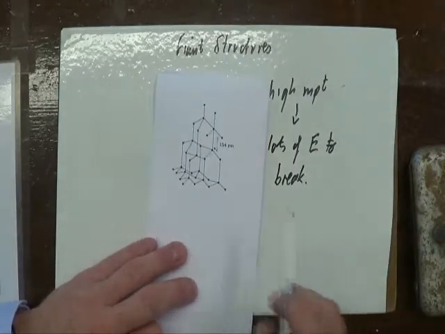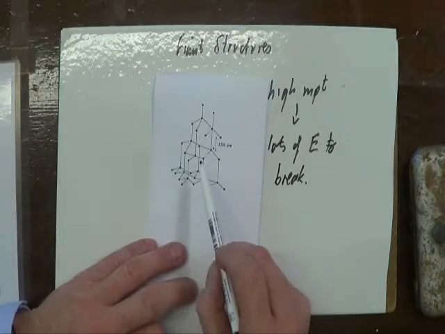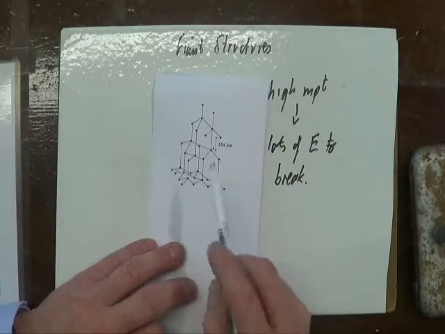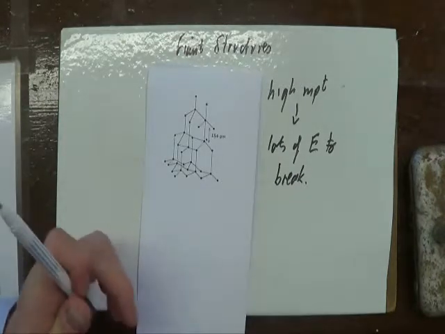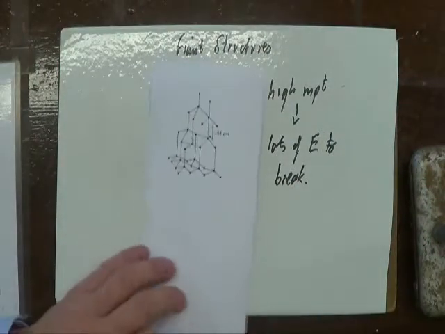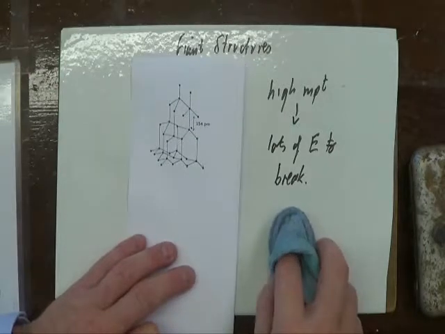And the other thing is, remember, it's a giant structure. This goes on for millions and millions of atoms. So in order for me to break and melt this, I've got to break all these many millions of bonds that are in here. And that requires huge amounts of energy. The melting point of diamond is actually well over 3,000 degrees Celsius. So it's huge. If you think that water melts at 0 degrees Celsius, well, diamond doesn't melt until well over 3,000.